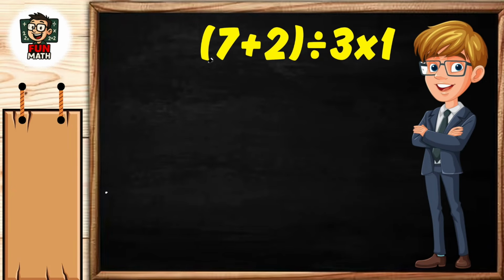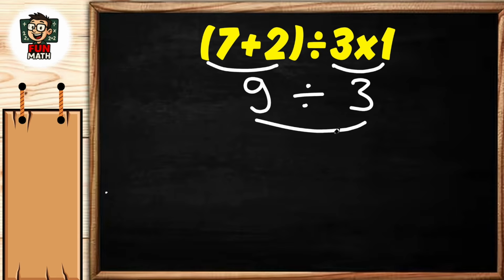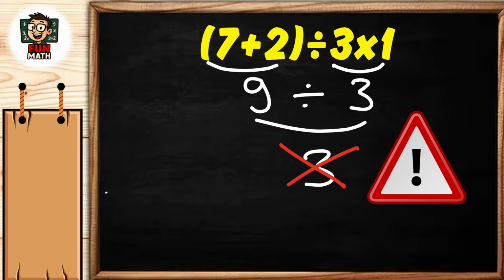Let's look at the solution. 7 plus 2 equals 9. 3 times 1 equals 3. Let's divide last. 9 divided by 3 equals 3. If you solve the question this way, you solved it incorrectly.